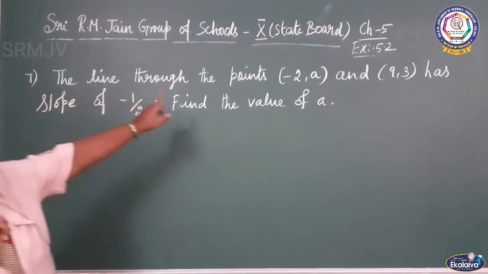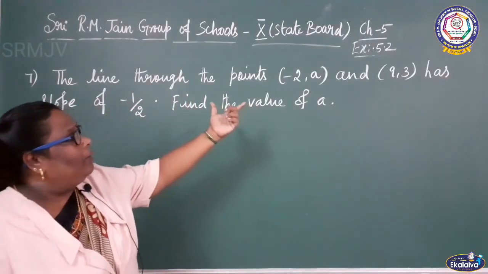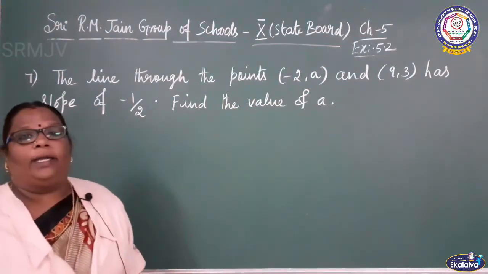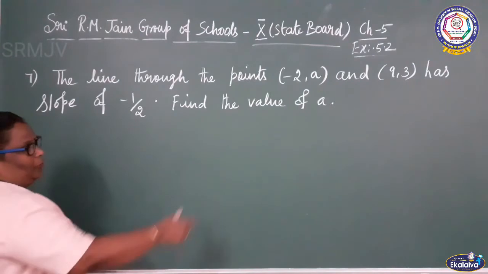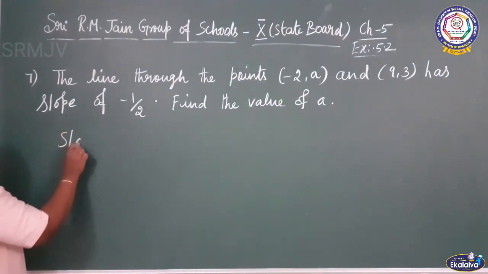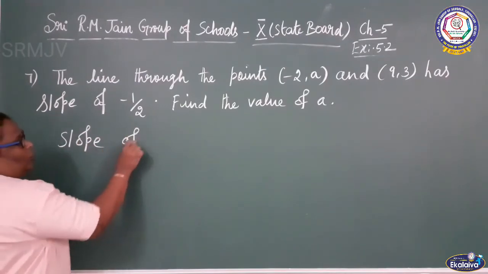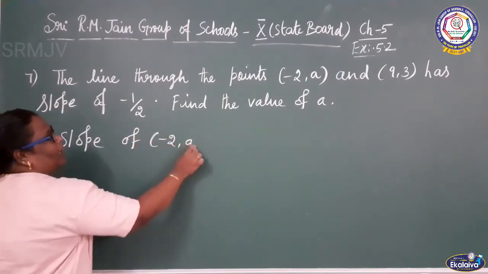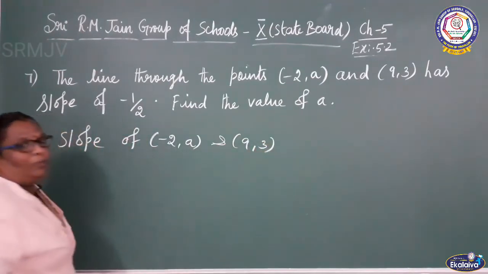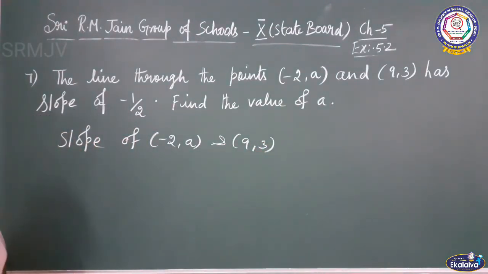See the seventh sum. The line through the points, 2 points they have given: minus 2 comma A and 9 comma 3, and a slope of minus 1 by 2. First you should find out the slope of these 2 points, minus 2 comma A and 9 comma 3.